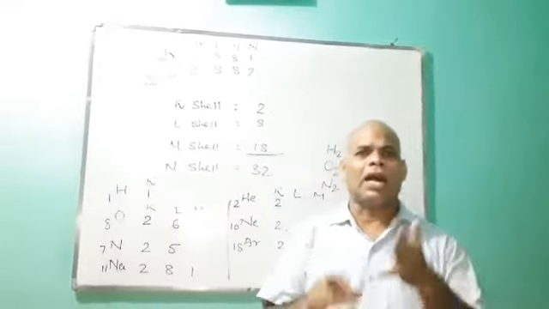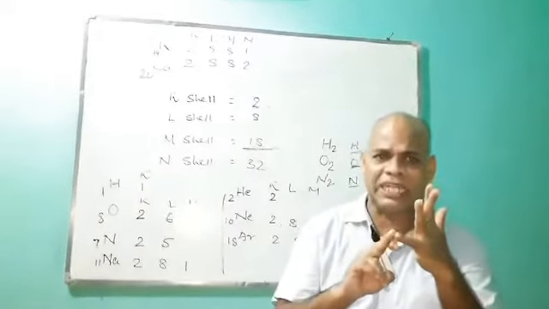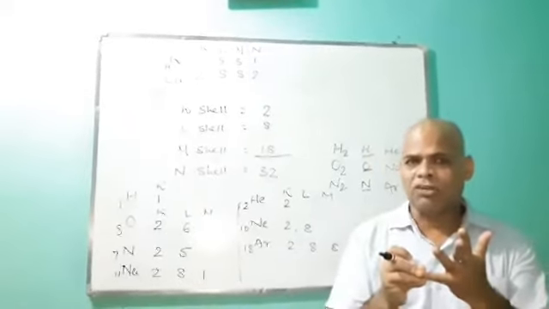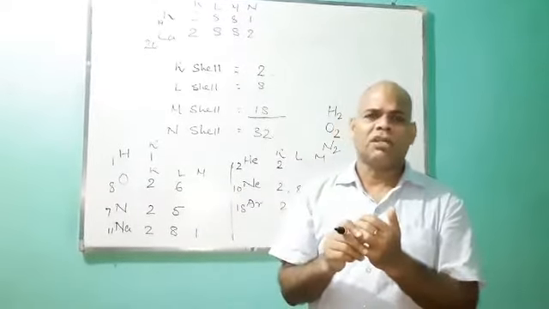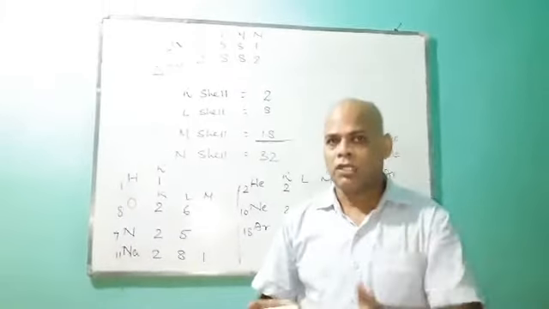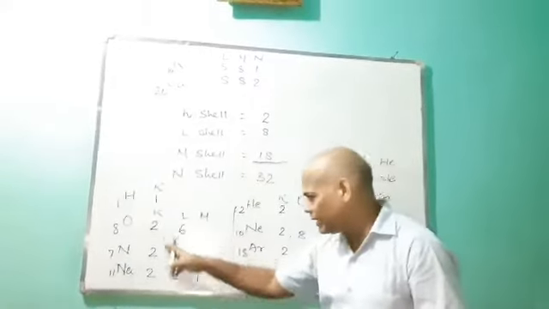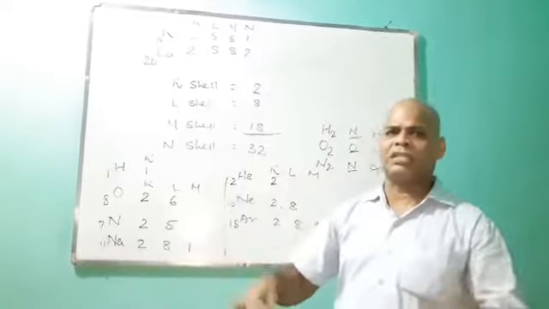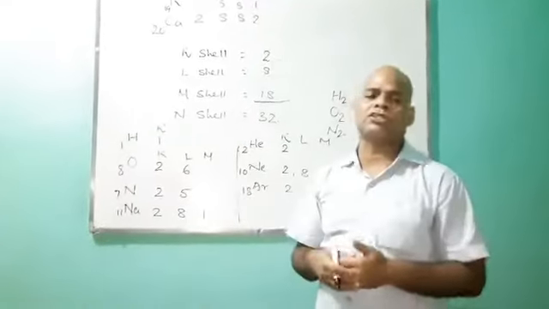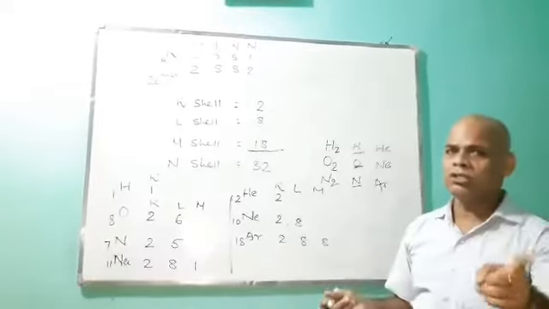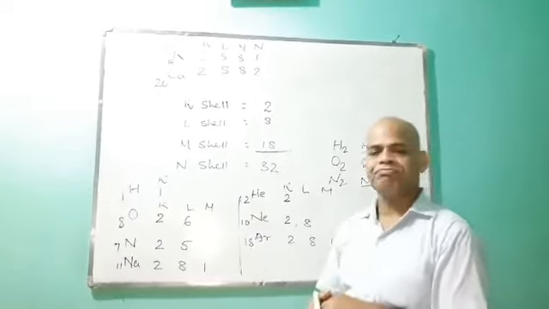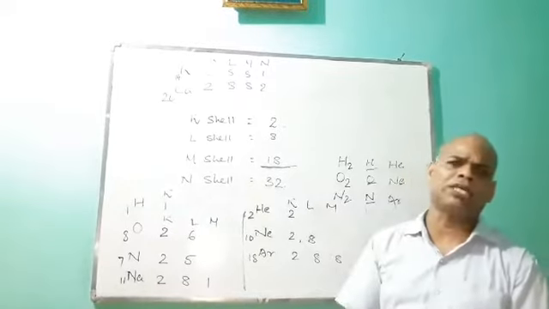This is done by either losing, gaining, or sharing. How do they achieve the stable electronic configuration of the nearest noble gas? Either by losing, gaining, or sharing. All these elements, hydrogen, oxygen, nitrogen, sodium, potassium, calcium, can achieve 8 electrons in their outermost shell either by losing or by gaining or by sharing. Like here you see, sodium has 1 electron in its outermost shell.